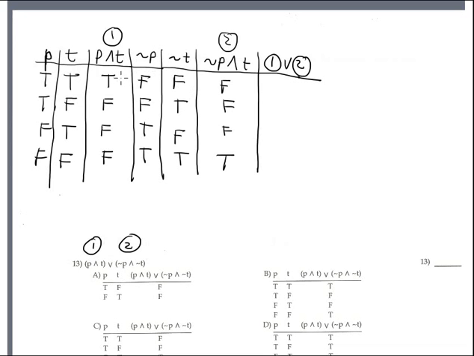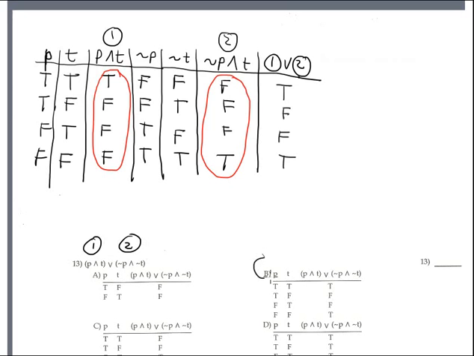Okay, using this column and this column, disjunction. And this is true only when at least one is true. This is true, this is false, and this is true. And this is correct, the option B. That's the correct option.